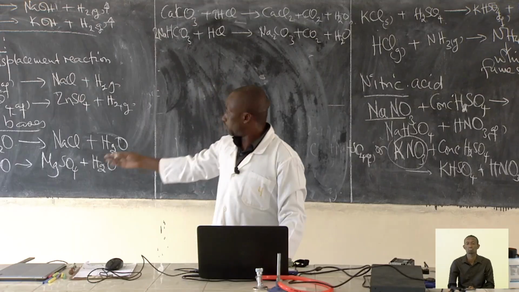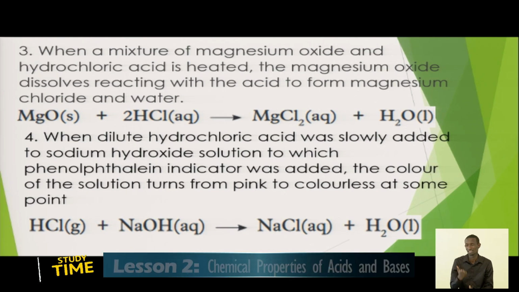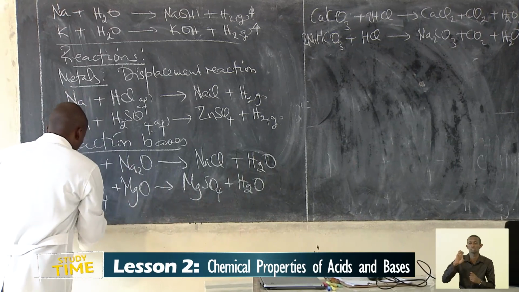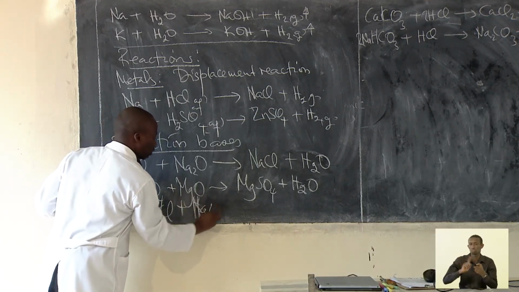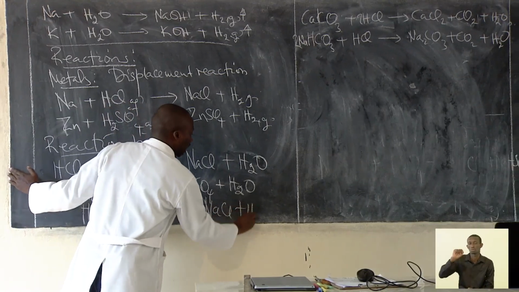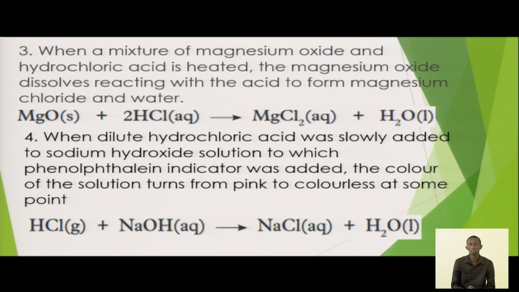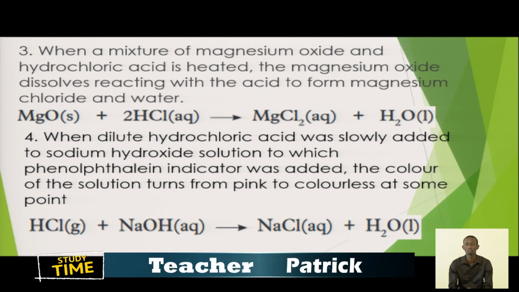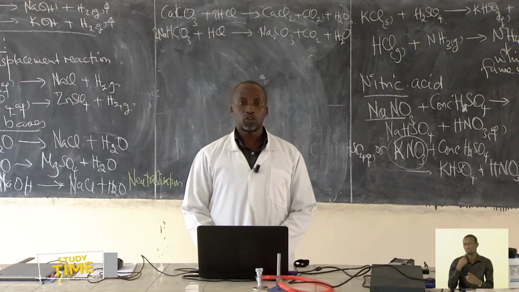Then there is another important one. Bases can be oxides or hydroxides. For example, HCl with sodium hydroxide will produce sodium chloride and water. You remember what type of reaction this is? This is a neutralization reaction. Good. So I've mentioned that.